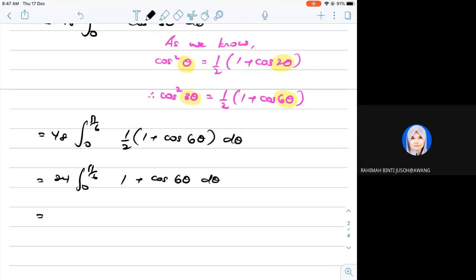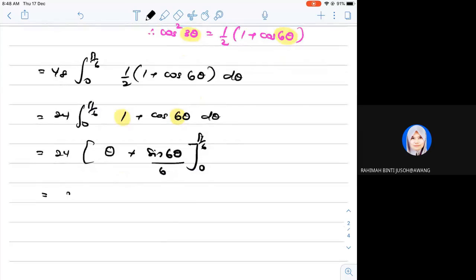So now 24, integrate 1 with respect to theta, we get theta. And then integrate cos, we will get what? Positive or negative sign? Positive. Positive, very good. So we will have positive sine 6 theta. Where should we bring this 6? We should bring 6 to the lower part, right? Okay, very good. So we have over 6. And then substitute 0 and pi over 6.